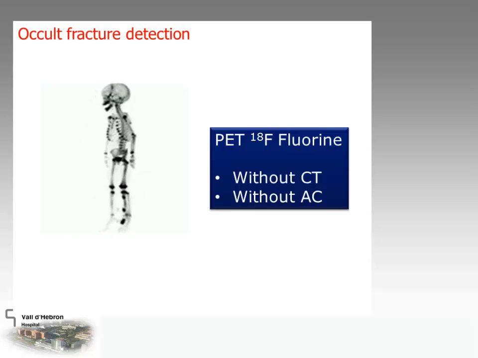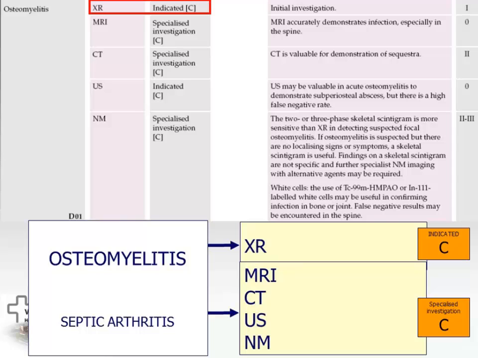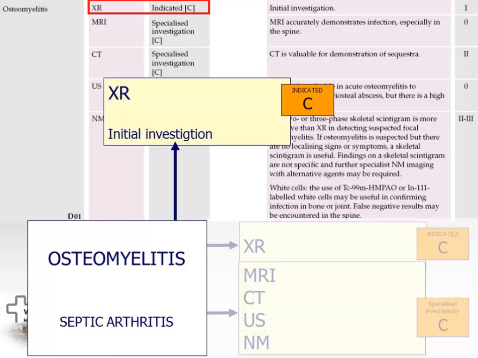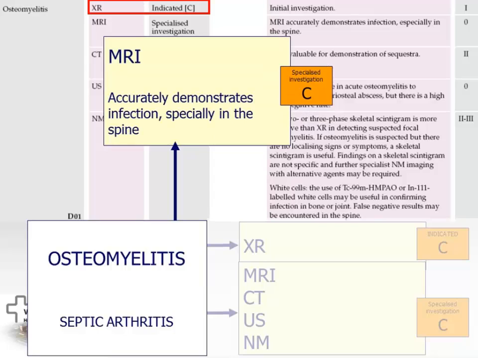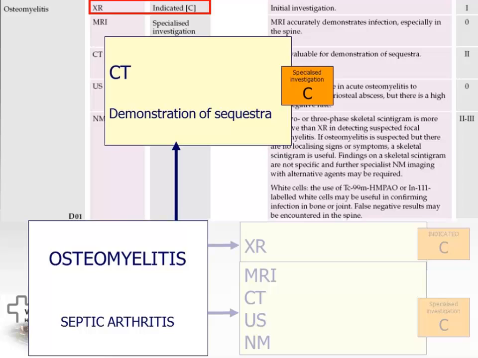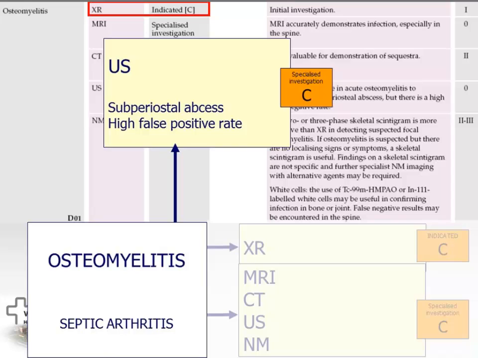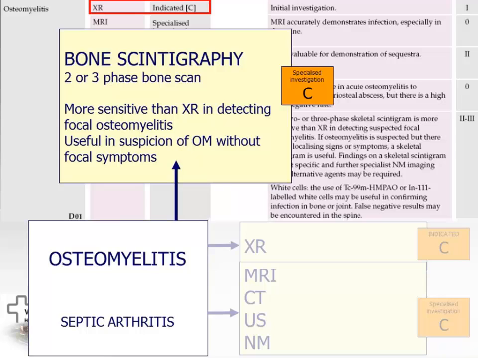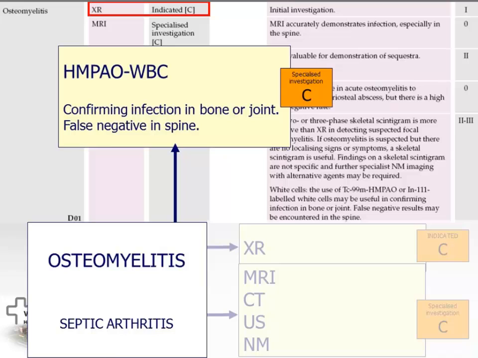Well, going to osteomyelitis, I'm sorry because I'm going to repeat things. The X-ray is the first initial investigation to be performed. The MRI is accurate and demonstrates infection, especially in the spine. The CT can demonstrate the existence of a sequestra. The ultrasound detects the subperiosteal abscess and has a high false positive rate. And bone scintigraphy with the 2- or 3-phase bone scan is more sensitive than X-ray in detecting focal osteomyelitis and is useful in a suspicion of osteomyelitis without focal symptoms. And the white blood cell scintigraphy confirms the infection in bone or joint, but has false negative results in spine.